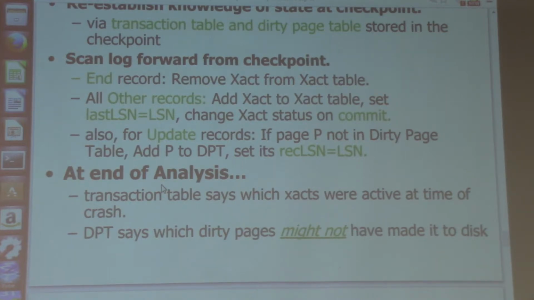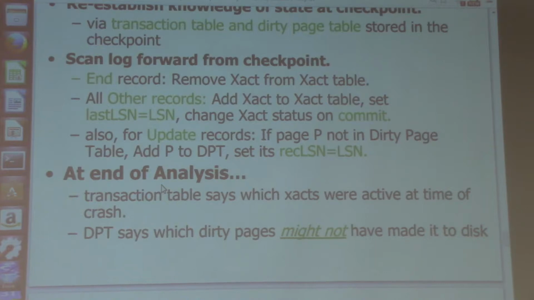If you see an end record, you remove the transaction from TT. Note that this is recovering TT from the checkpoint, and you scan forward. For all other records, add the transaction to the transaction table if it's not already there. If it is there, update the lastLSN to whatever log record you have seen. Change the transaction status to commit or abort when you see a commit or abort log record.